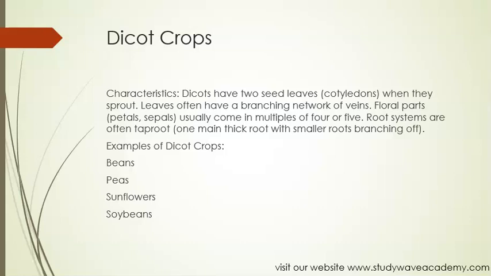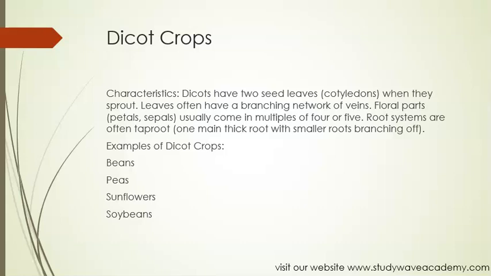Dicots have two seed leaves when they sprout. Leaves often have a branching network of veins. Floral parts usually come in multiples of 5 or 4. Root systems are often taproot. So dicot crops are a type of plants that start growing from two seed leaves. This means when you plant their seeds, you will see two tiny leaves pop up first.